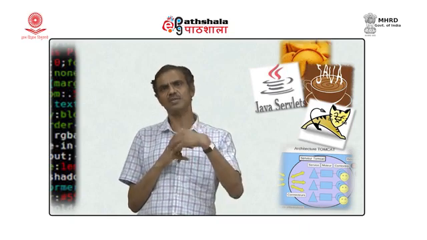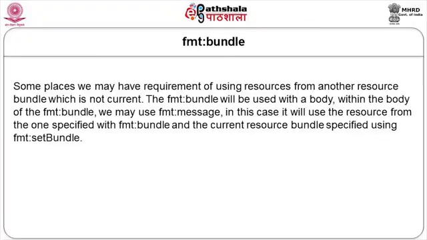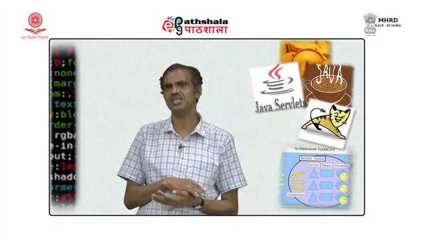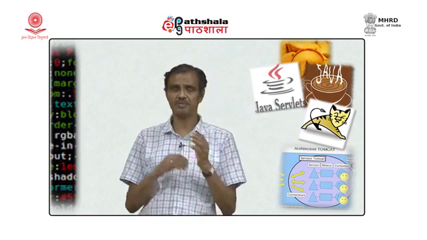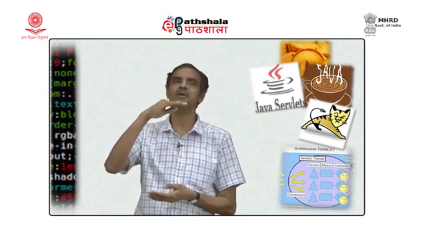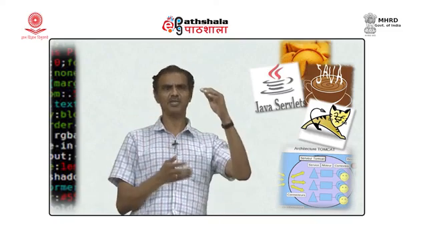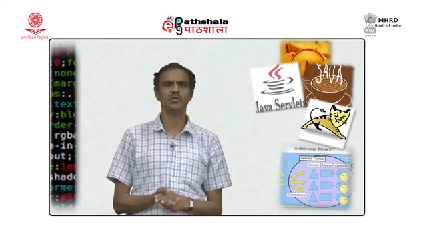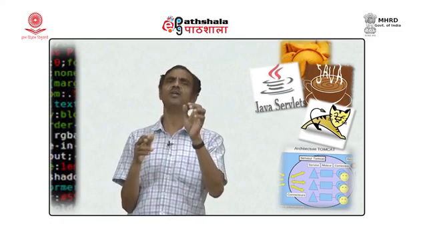Now, you may have a requirement where I want something for a particular part of the body. When I say c:setLocale, it is the locale setting for the entire thing, and when I say fmt:setBundle, I am setting the resource bundle for the entire JSP page from that point onwards. But I might be interested not in the entire page, but in a small segment where I want to use a different resource bundle. So, in order to use that different resource bundle, we even have an fmt:bundle.